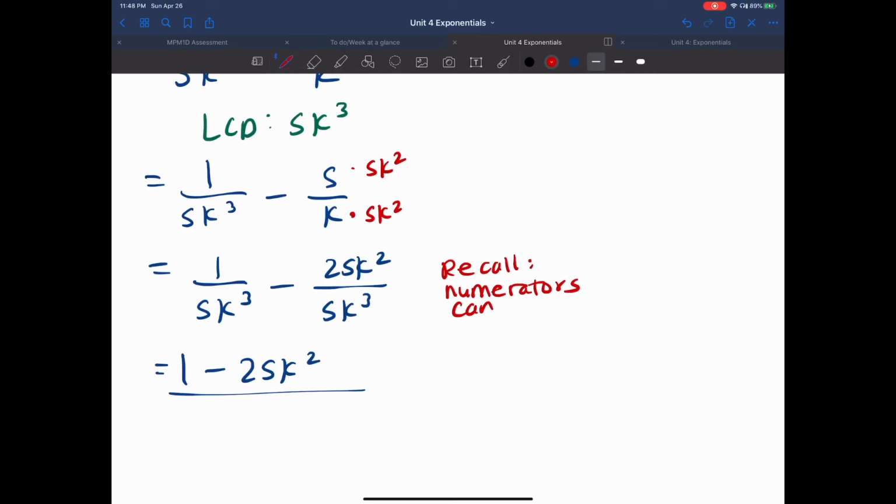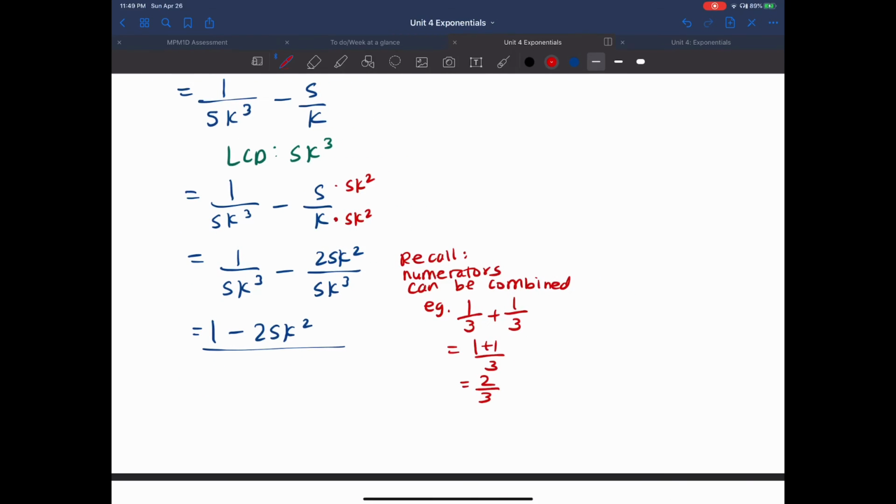Meanwhile, I'm putting a recall message between 1 over 3 plus 1 over 3, and I'm showing you that the numerators will add to be 2 over 3. And finally, back to my conclusion, all over 5k.